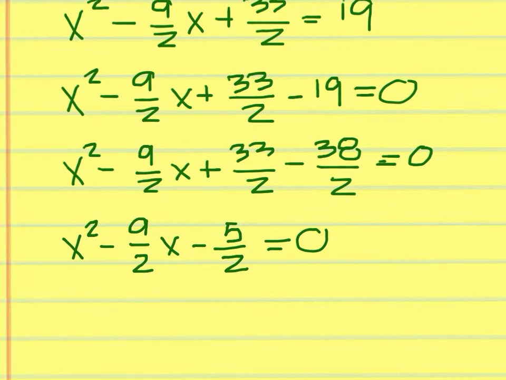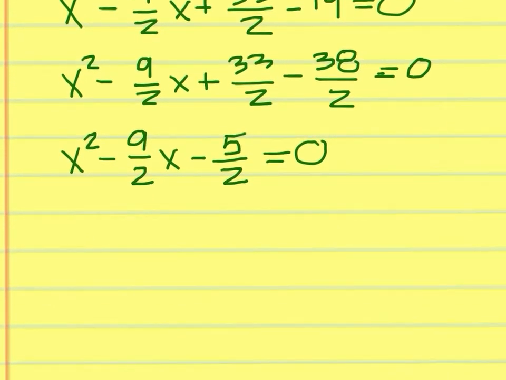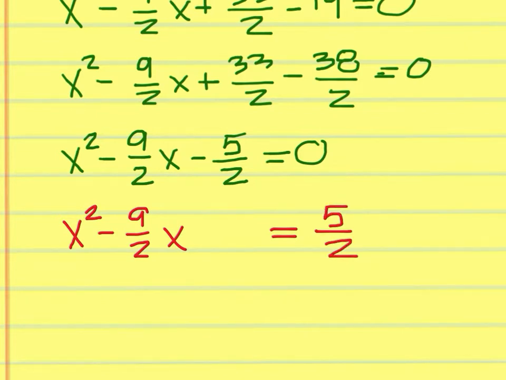Factoring this probably wouldn't be too much fun, and the quadratic formula, though with a calculator, is still easy. But I think we could do this better with completing the square. So if we try to complete the square on this, remember you have to do x squared minus 9 halves x and move the minus 5 halves to the right and make it 5 halves. The next step is half of the middle term, square it, and then add it to both sides. Half of the middle term is 9 over 4, and then you square that and add it to both sides.